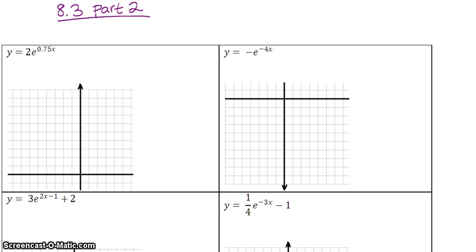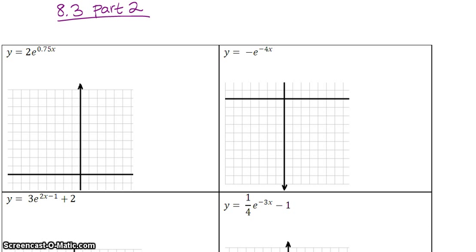Our first example here is actually a continuation of what we did on the front side. So the first 2 graphs are just like what we did on the front side. So if you feel up to the challenge, pause the video and go ahead and try these 2.